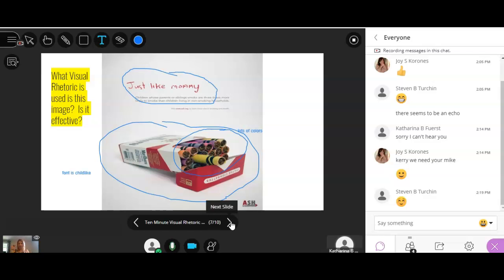Yes, lots of colors. The font is childlike. Yes. Symbolic connection of the font. I like it. It does. It is crayons, right? So it's like cigarettes and crayons together. The crayons are stuffed with tobacco. It is emotionally manipulative. Yes. It kind of helps you. It hits home that idea of, hey, do you really want kids smoking, right?